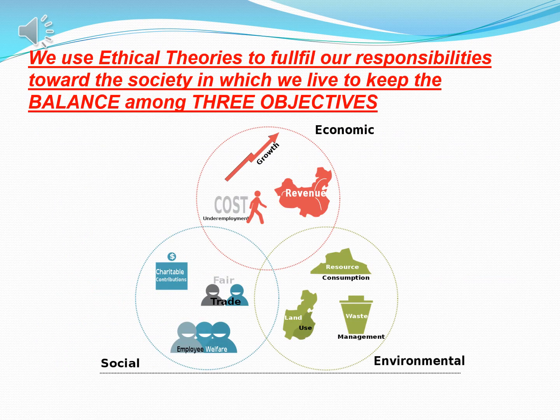This picture will tell you, in the previous slide we discussed that we use ethical theories to fulfill our responsibility towards society in which we live, to keep the balance among these three things or three objectives. So basically we have three objectives when we are doing any action or making any decisions toward the society. The first one is the economic benefit of that action, and then the social benefit of our action, and then the environmental. So we keep all these three things in our mind when we do a socially responsible action, and we get help from our ethical theories.